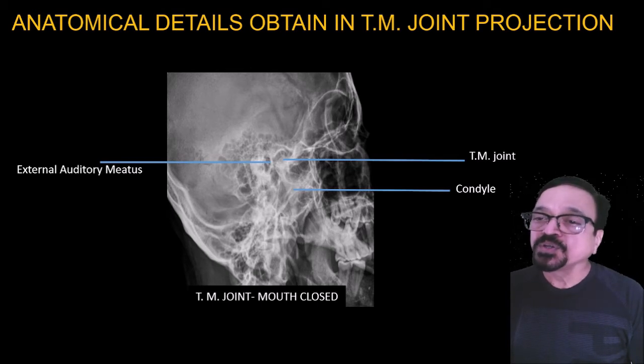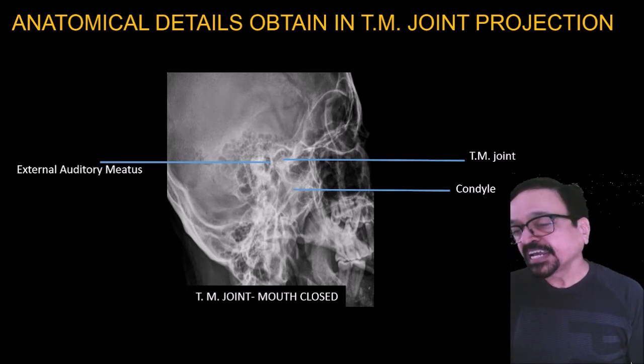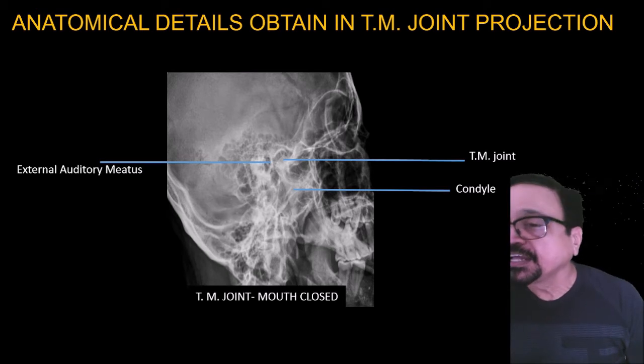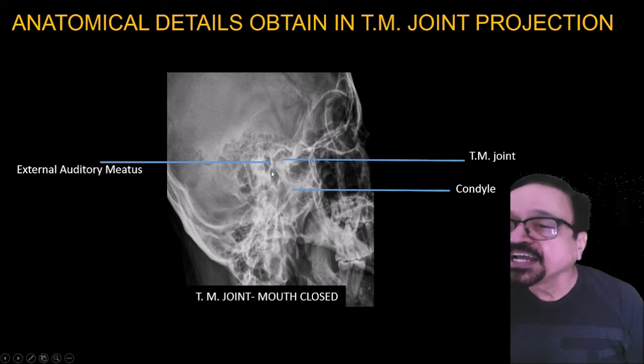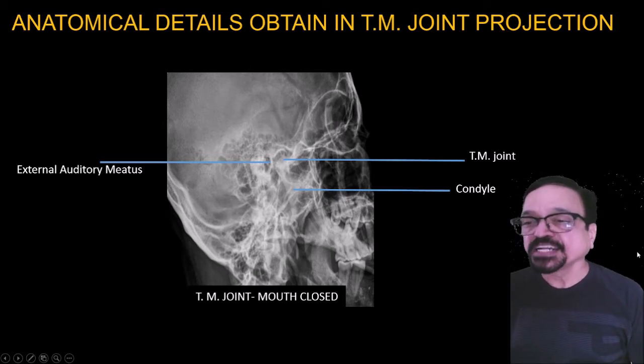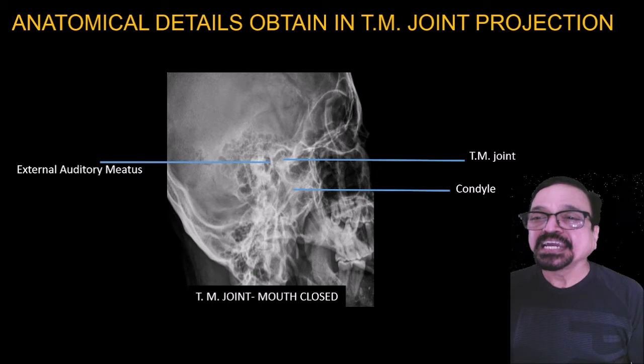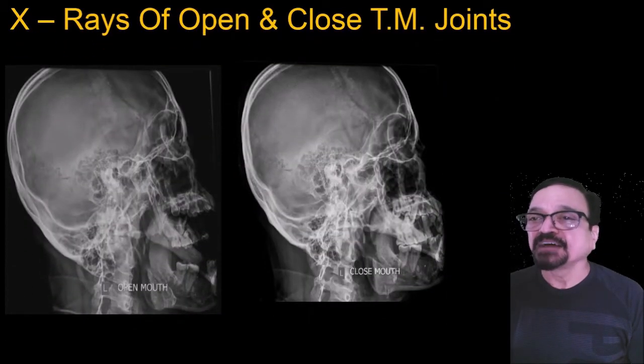How do you know the mouth is closed? The TM joint is seen in the glenoid. In open mouth, now here we are seeing the TM joint. This is the condyle which moves forward. So moving forward is a function of the TM joint, which can be dynamically assessed by means of radiographs.